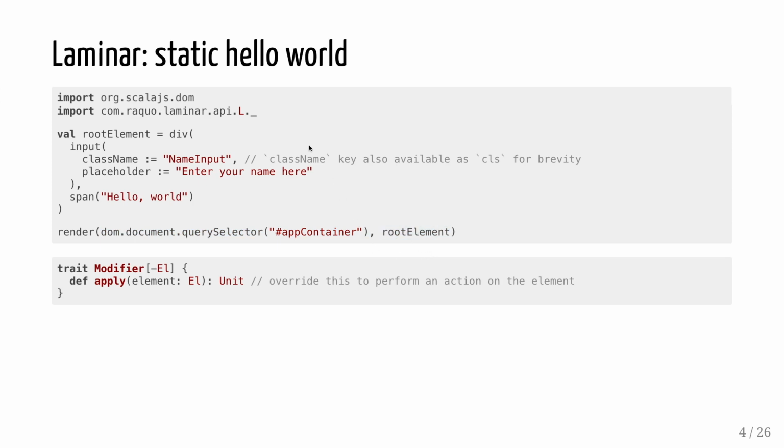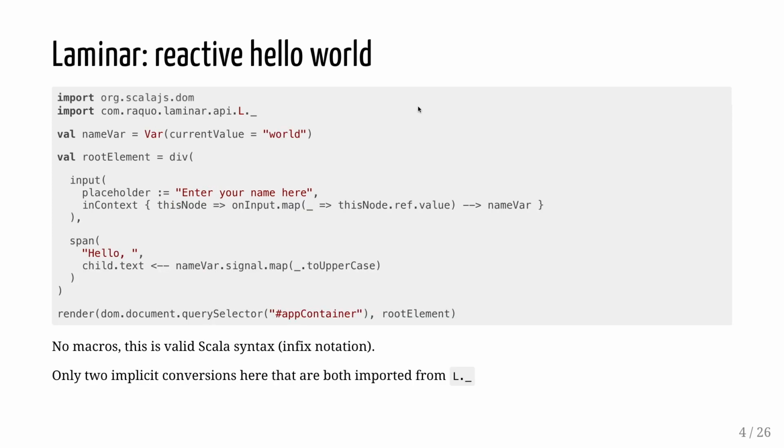Everything you need in Laminar is imported from this one import. You don't need to hunt for implicits, there are no macros and nothing like that. This is all native Scala, which is very convenient. So this is a complete but inert application. Let's add some observables to it so that we can see some actual behavior happen.